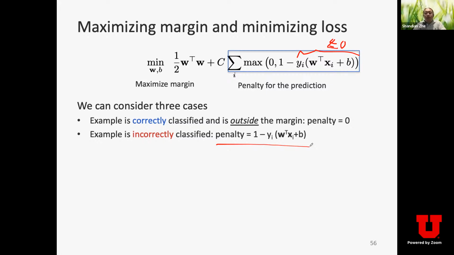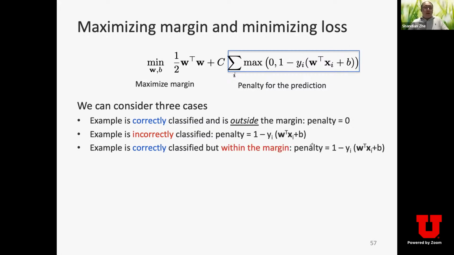But the interesting observation for this penalty is that even if your example is correctly classified, if it is within the margin, you still have some penalty. Within margin means this value is less than 1. Although when it is correctly predicted the value here is non-negative, 1 minus something less than 1 will be positive. That means you still have some positive penalty.